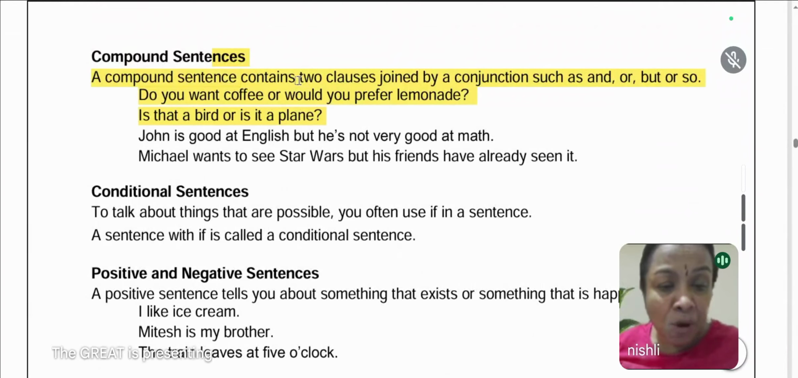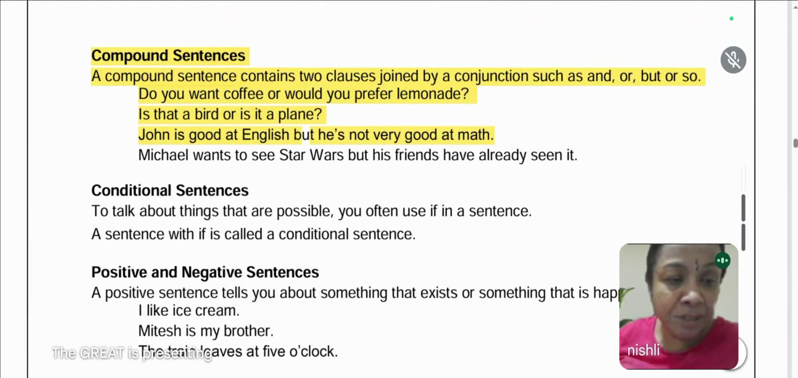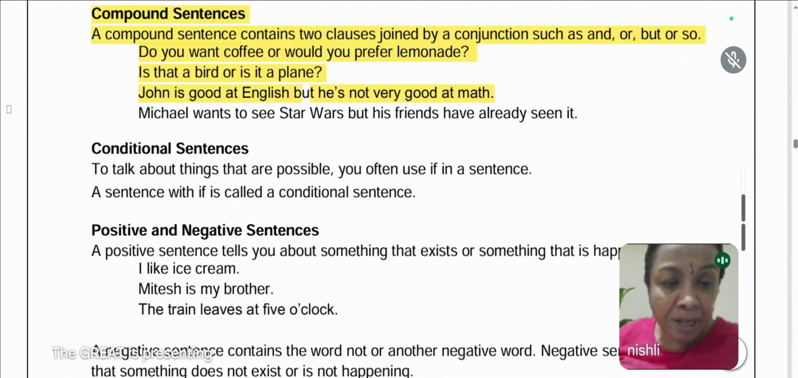Is that a bird or is it a plane? So you're looking at something from a distance, asking whether it is a bird or a plane. Next is, John is good at English, but he's not very good at maths. Here too, but is used, so that is a conjunction. Next is, Michael wants to see Star Wars, but his friends have already seen it. Again, it's a compound sentence.